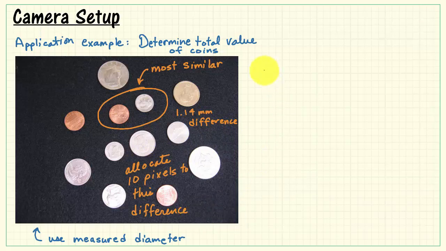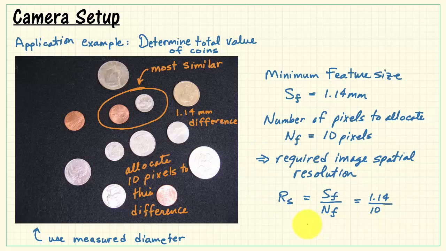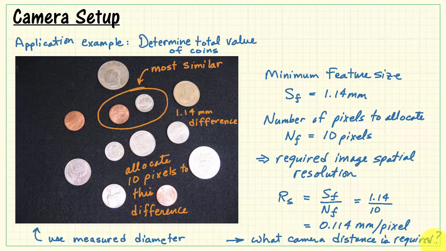I'm going to make the decision to allocate 10 pixels to this difference, and that should be enough to be able to differentiate those two diameters. Minimum feature size, 1.14 millimeters. Number of pixels to allocate is 10. That means the required image spatial resolution is the ratio of those two numbers. That gives 0.114 millimeters per pixel.